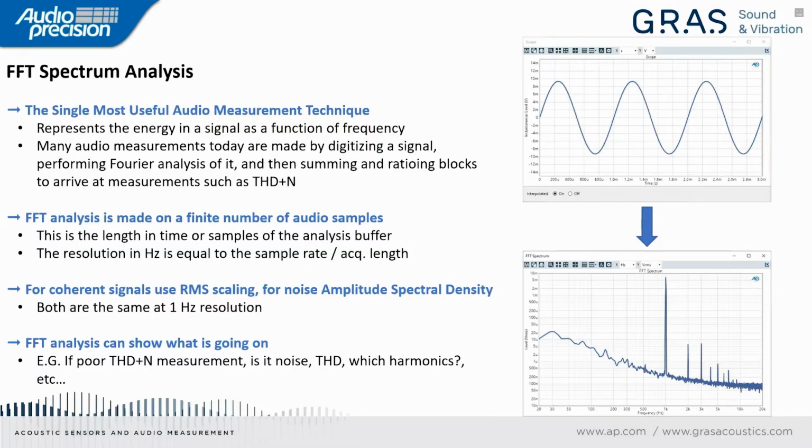Key things to understand about FFT analysis. So it is done on a discretely sampled system. So we take our continuous waveform, we pass it through an analog to digital converter, and we analyze the values of those discrete audio samples. The frequency resolution in hertz is equal to the sample rate divided by the acquisition length. The acquisition length is the number of samples we recorded. So if we had a sample rate of 48 kilohertz and we acquire 48,000 samples to do our FFT analysis on, we will have a frequency resolution of 1 hertz.